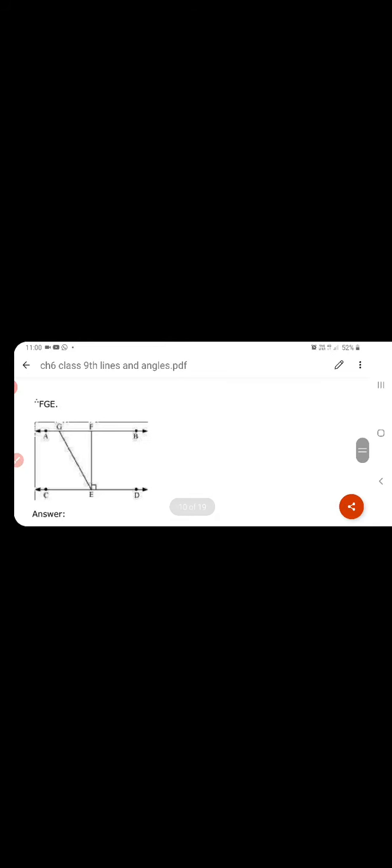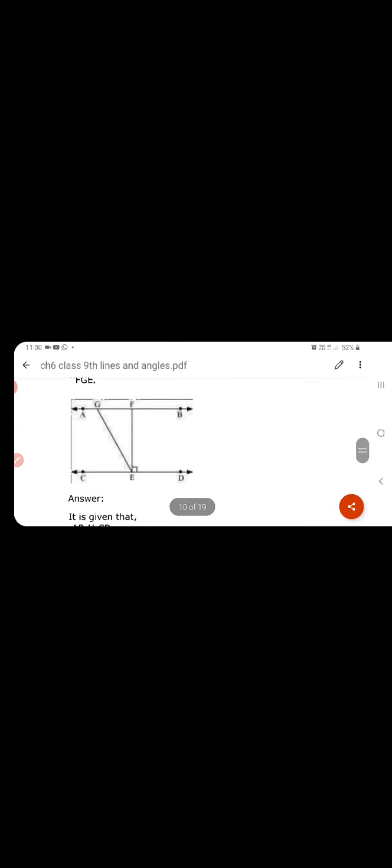What is question 3? In the figure 6.30, AB is parallel to CD and EF is perpendicular to CD. And angle GED is equal to 126 degree. Find angles AGE, GEF and FGE.